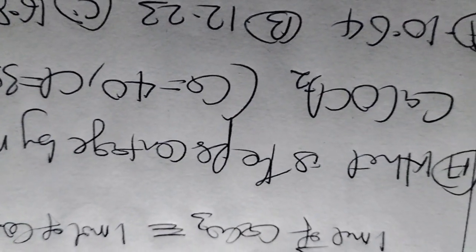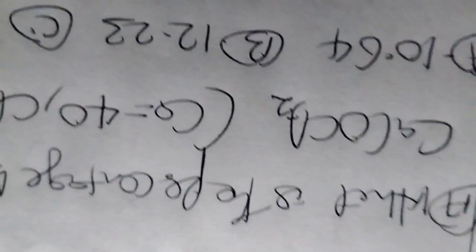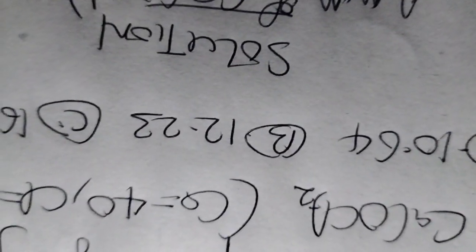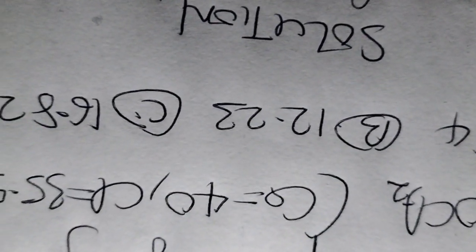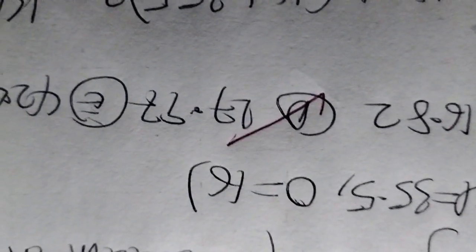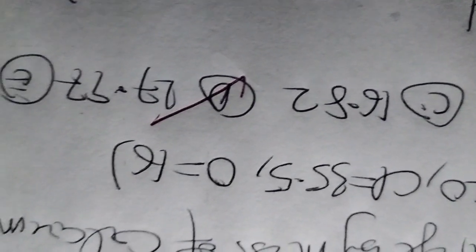Number 17 says, what is the percentage by mass of calcium in the compound calcium hypochlorite? So we have option A, 10.64, B, 12.23, C, 16.82, D, 27.97, and E, 42.41. The answer to number 17 is D, 27.97.